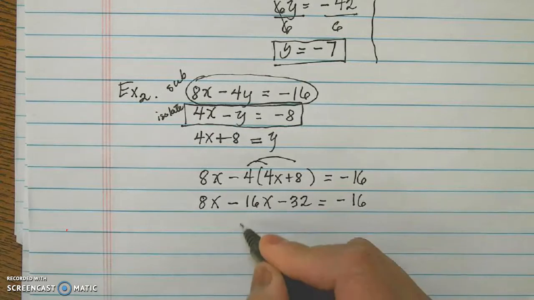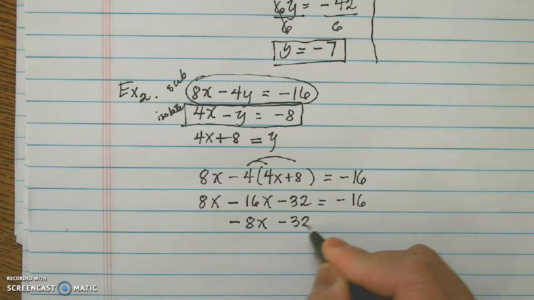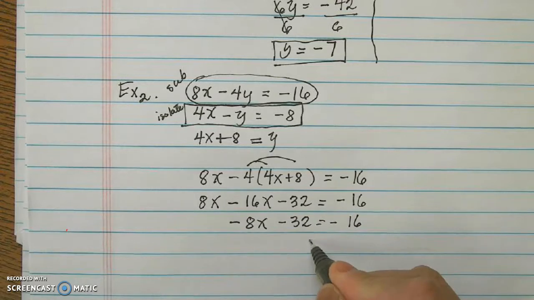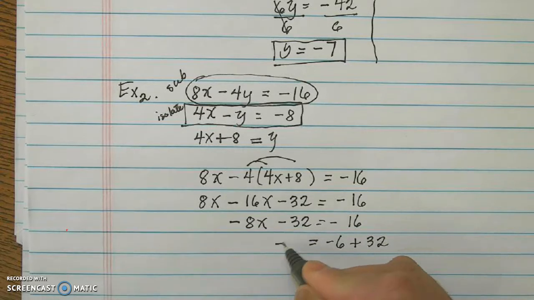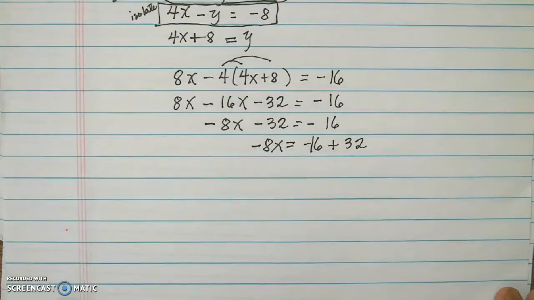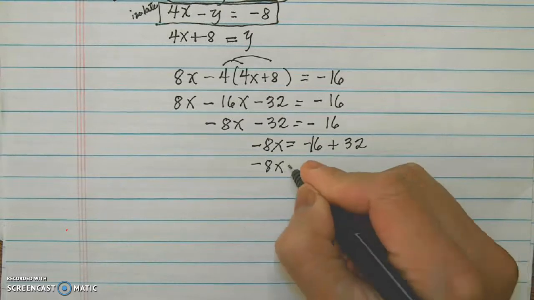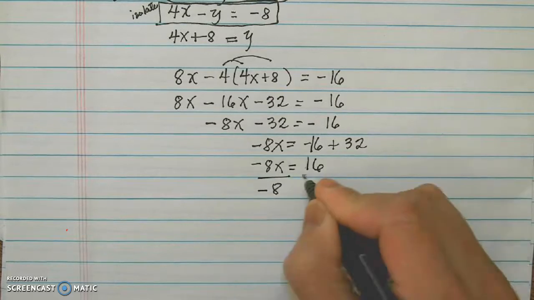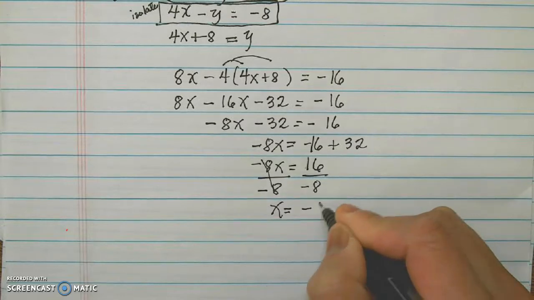Combine like terms. This is going to be negative 8x minus 32 equals negative 16. I can now put this on the other side. So equal sign negative 16 plus 32. Leave this here, negative 8x. Okay, that is 16. Sorry about that. This is now going to be negative 8x equals positive 16. All over negative 8, all over negative 8. My x is a negative 2.